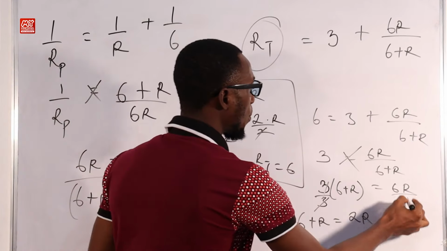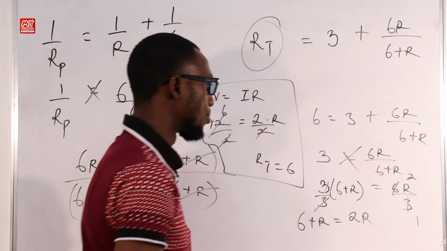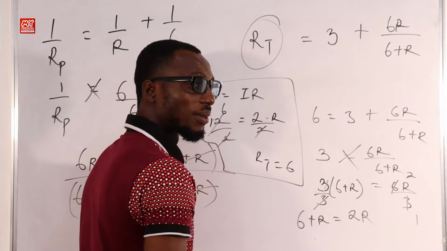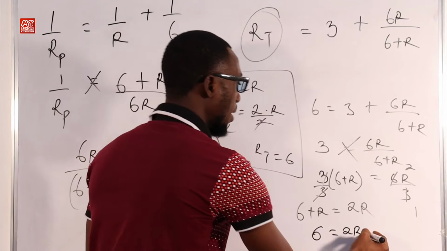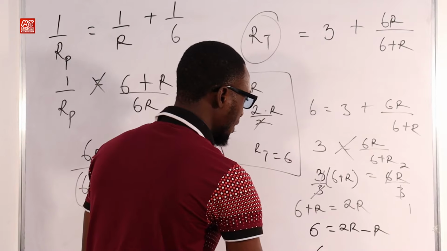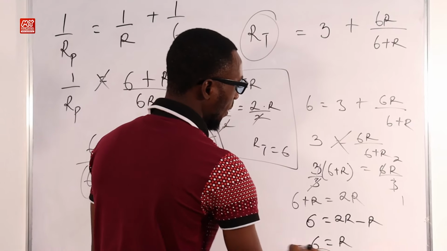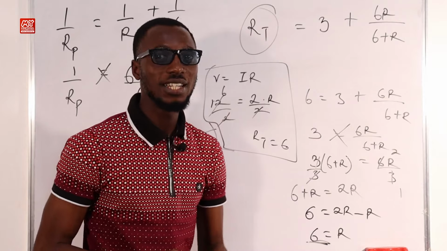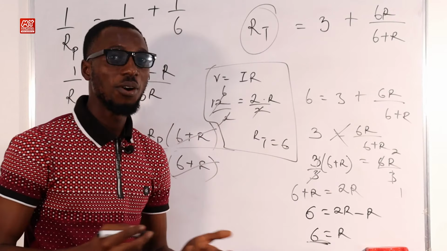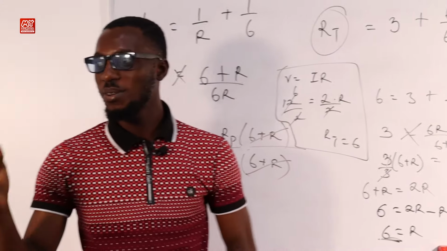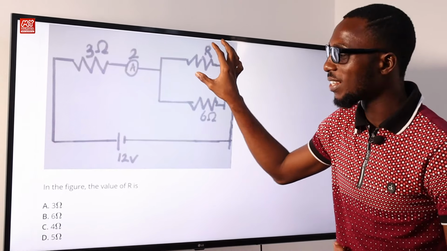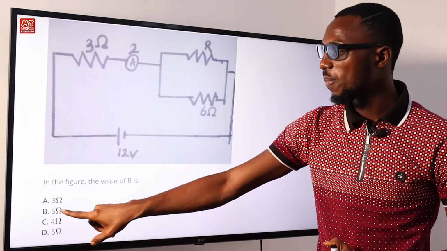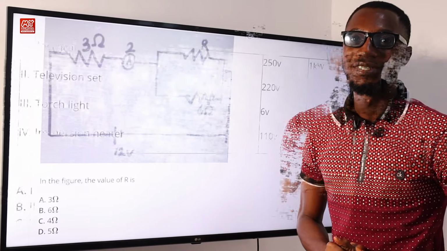Because 3 here 1, 3 here 2. Sending the R outside, we have 6 equals 2R minus R. Positive R goes outside, becomes negative R. So therefore, 6 equals R. So the R that we are looking for in the diagram is actually 6 ohms, or you can write it as 6 omega. So let's go back to the screen and select the correct option. The unknown resistance R here is identified as 6 ohms. So option B is the correct option.